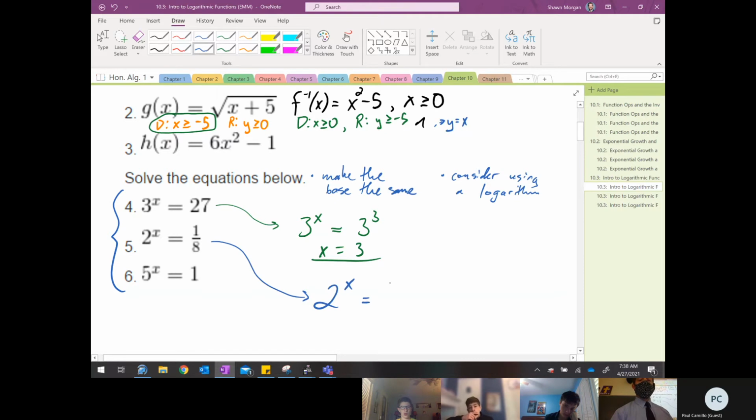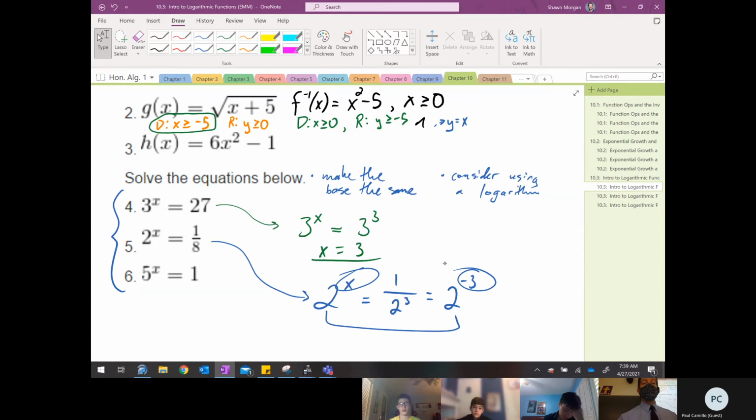I got 2 to the x equals 1/8. Now, 8 is a special number. 8 is what? Say it again. Not the cube root of 2, the 2 cubed. So 2 to the third power. However, it's in the denominator. How do I go about moving that 2 to the third up to the top? What's 1 over 2 to the third the same thing as? 2 to the negative third. Very good. Now, the base is the same. Now I got 2 to the x equals 2 to the negative 3. So what would y'all conclude about x? Yeah, it equals negative 3.